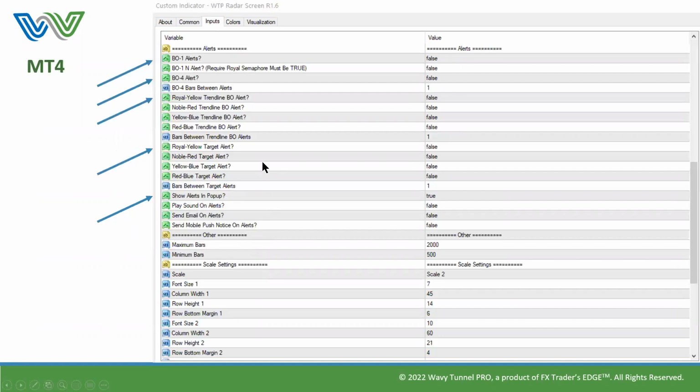And then we have our alerts. Do you want to get alerted for the breakout 1 trades? Do you want to get alerted for all of these trend line breaks? So you have the capability of doing that. But of course, you really can't do that until you understand it inside and out. And that's what the training is all about.